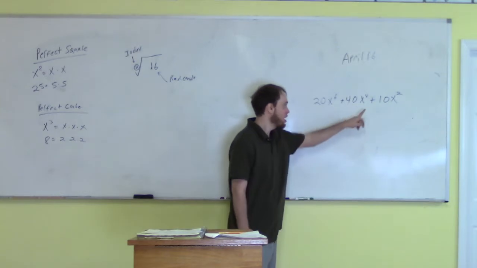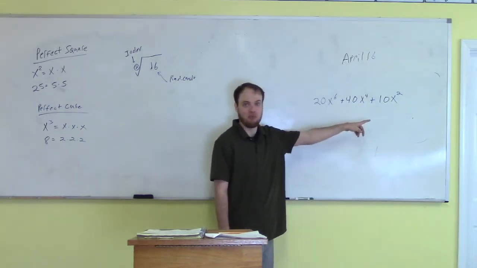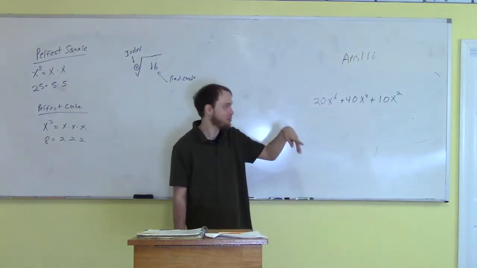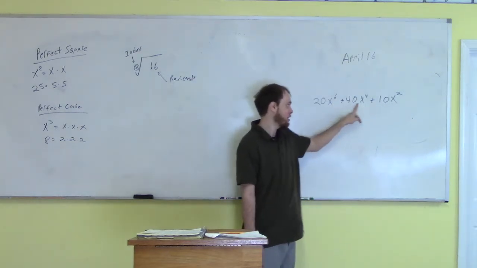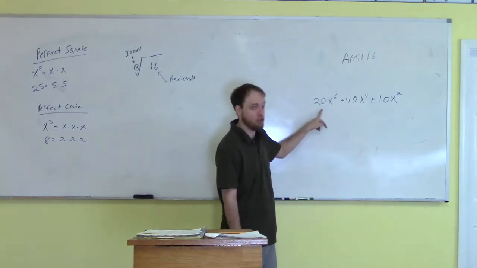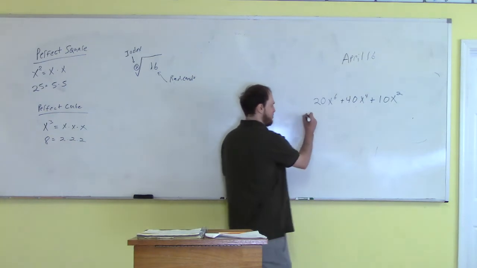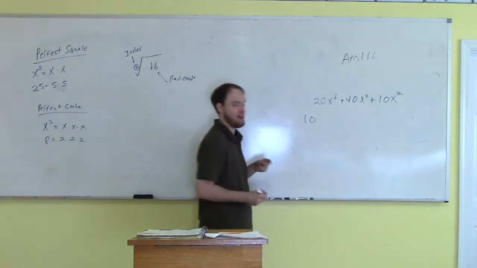And so notice here, the 10, I'm going to look at it because it's the smallest one and say, okay, can that go into all of them? It can. The 10 can go into 10, the 10 can go into 40, and the 10 can go into 20. And so I can pull out a 10, okay? So that's the number portion.